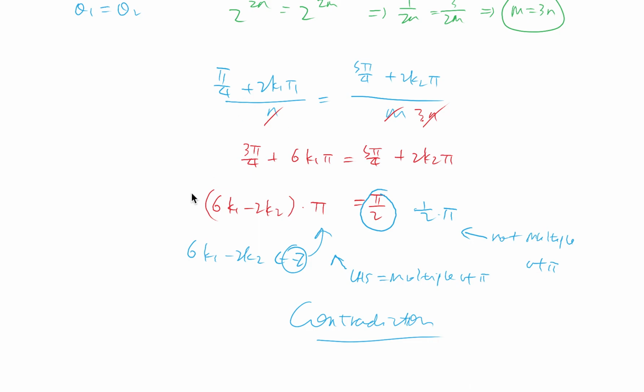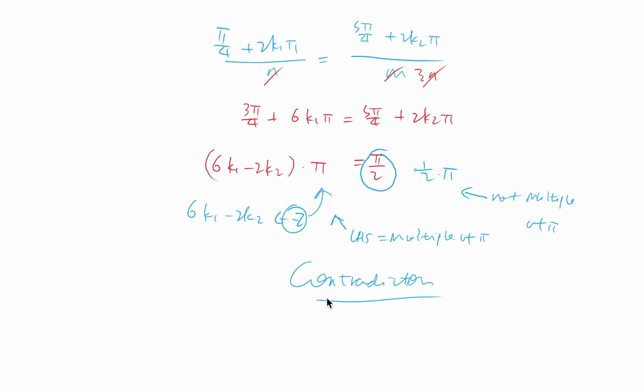So we assumed that there is one common solution, and in the end we couldn't make it work. This means there is no common solution.